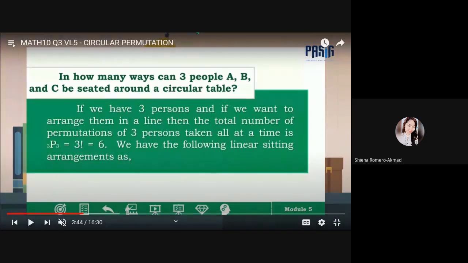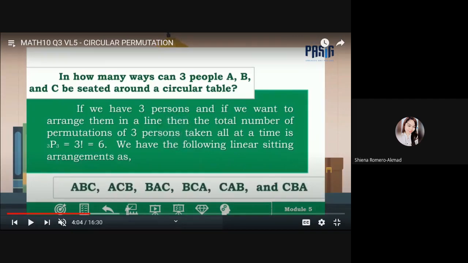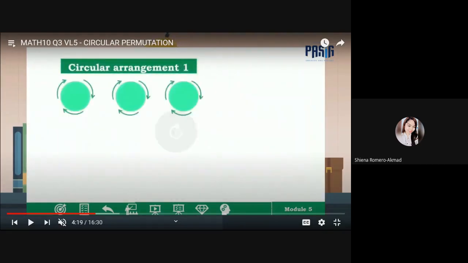So, let's look at the arrangements na pwede natin mabuo. And that is ABC, ACB, BAC, BCA, CAB, and CBA. Okay? Then, I am going to group this 6 arrangements into 2. Kasi, tingnan natin yung group nila.